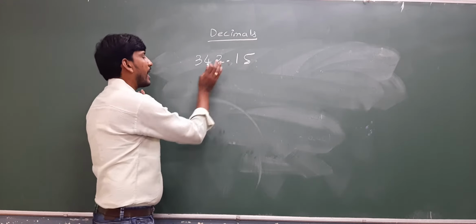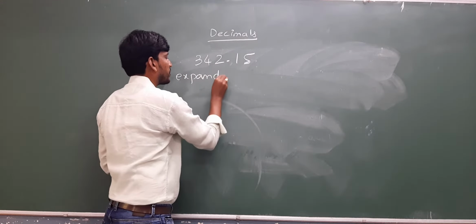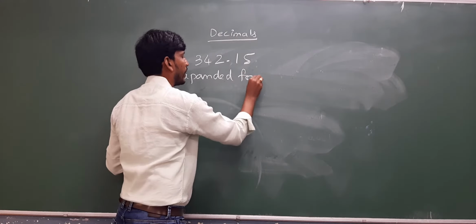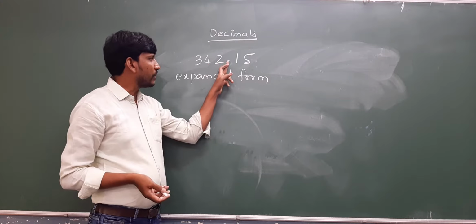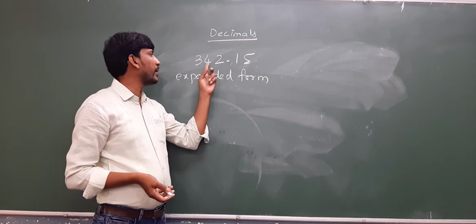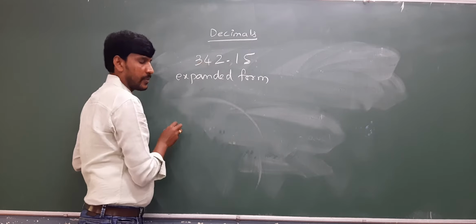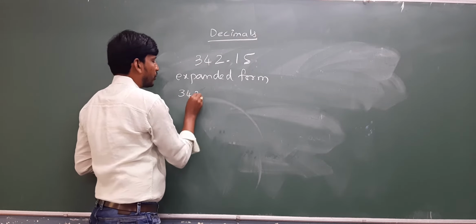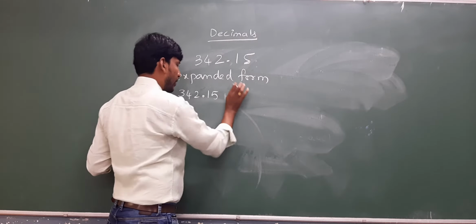Okay. Now this I am going to write in expanded form. How to write in expanded form? See this here. After decimal you have 2 places. Before decimal you have 3 places. This is 1's place, 10's place, 100's place. So 342.15 is equal to, I am going to write in terms.